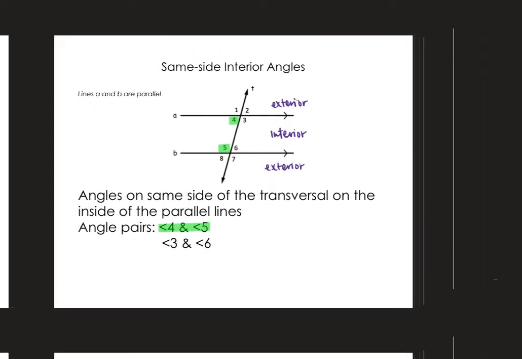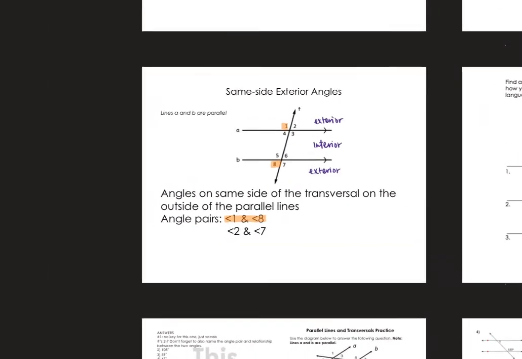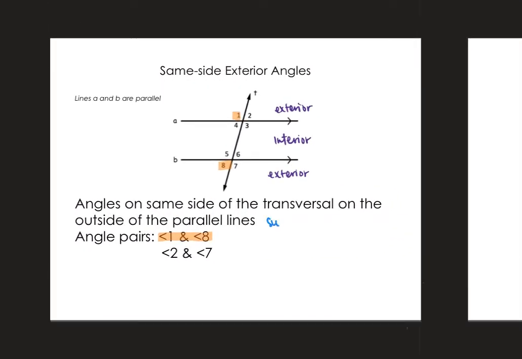Same side interior angles are supplementary, which means they add up to 180. So for instance, if angle 4 is 60 degrees, that means angle 5 would have to be 180 minus 60, which would be 120 degrees. And same side exterior angles are also supplementary, which means they equal 180 degrees. So same thing, if angle 1 is 120 degrees, that would mean angle 8 would have to be 60 degrees.